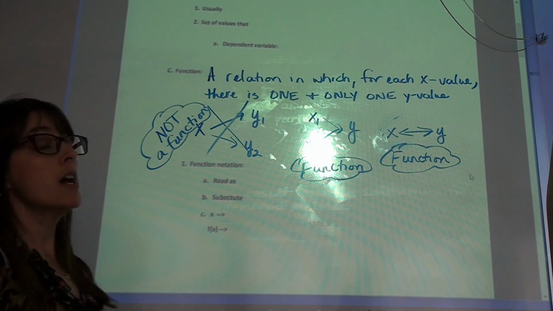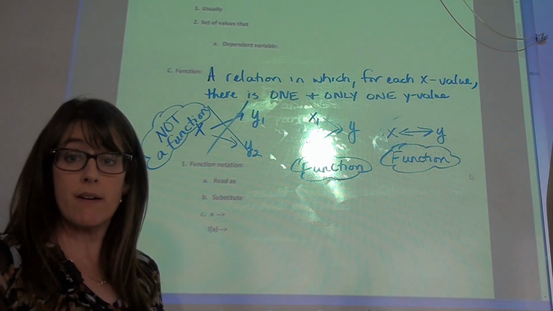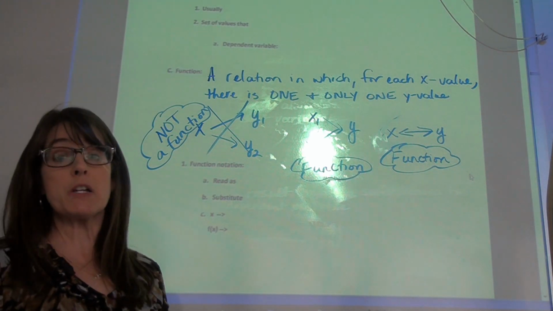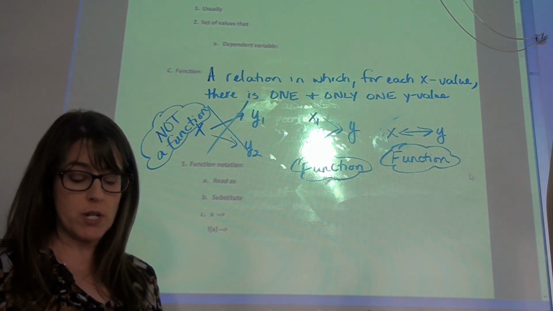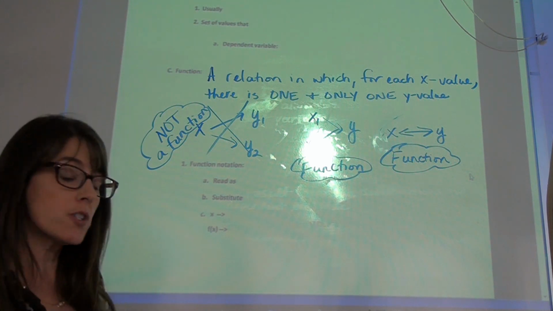Everything else is. Now, once you've established that you do have a function, because this is a special type of relationship, we give it special notation. And so the notation then looks like this.